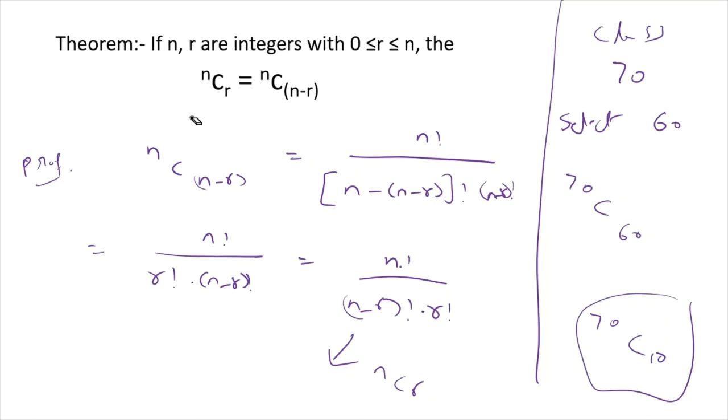I repeat, n choose R is equal to n choose n minus R. This is an important theorem, so you have to remember it. N choose R stands for the number of ways of selecting R people or R objects from n objects. N choose n minus R stands for the number of ways of selecting n minus R objects from n objects. These two are the same. Selecting R objects is the same as removing n minus R objects. Okay. So with this I will end the lecture.